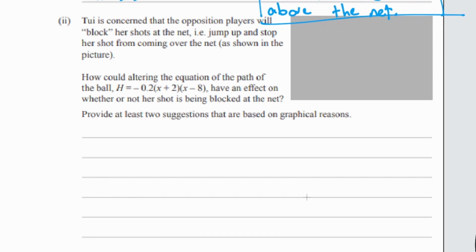Tui is concerned that the opposition players will block her shots at the net, i.e. jump and stop her shot from coming over the net, as shown in the picture. The picture's blank, so it looks something like this. That's them jumping, and the ball gets blocked and then gets bounced backwards. How could altering the equation of the path of the ball have an effect on whether or not her shot is being blocked at the net? Provide at least two suggestions that are based on graphical reasons.